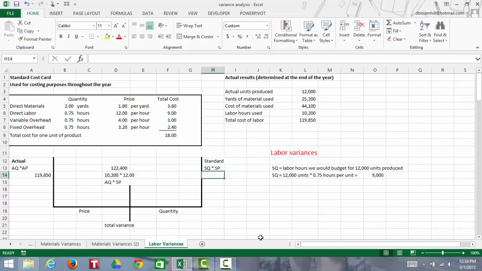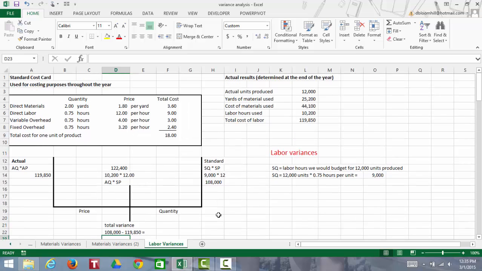So our standard cost of labor is going to be our standard quantity of 9,000 multiplied by our standard price of 12. So we'll take 9,000 multiplied by 12, and we get a standard cost of labor of $108,000. So now our total variance becomes the difference between our standard and our actual. So for our total variance, we take the standard of 108,000, we subtract the actual of 119,850, and we notice we get a negative number.